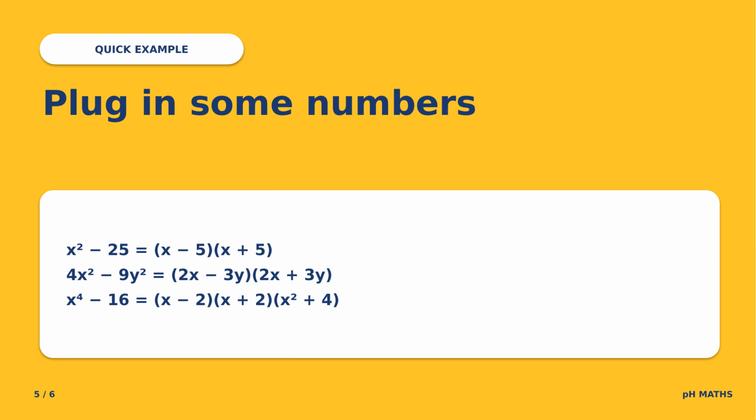Quick example: x squared minus 25 factorises to (x minus 5) times (x plus 5).